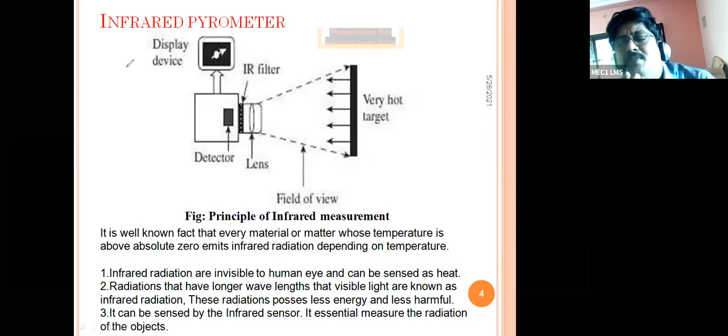Here, lens means a normal lens. That means it will absorb like a glass lens. It will absorb the radiations. This lens falls on that lens, and then the detector absorbs that one.